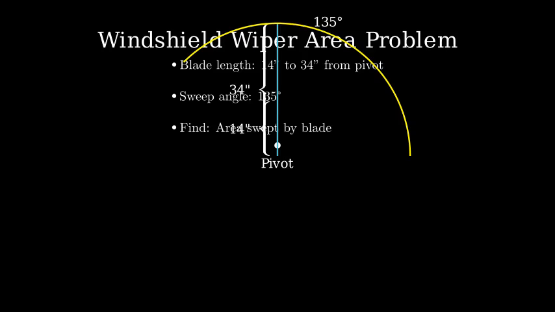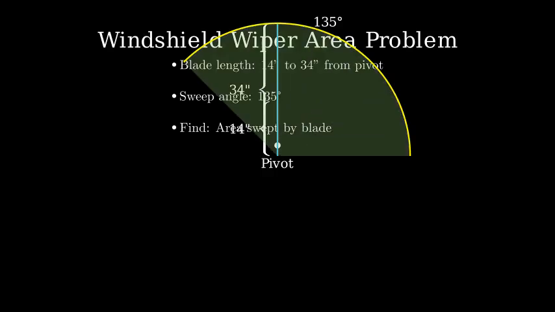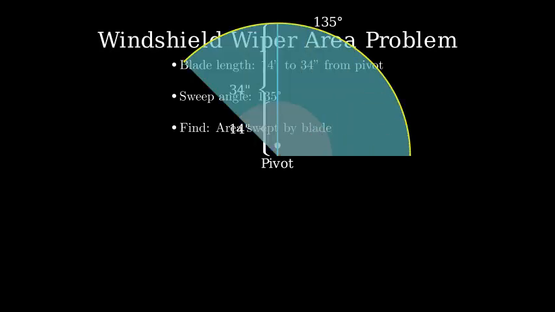To find the total area swept, we need to understand that we're dealing with the difference between two sectors. The outer sector is formed by the 34-inch radius, and the inner sector is formed by the 14-inch radius. The area we want is the difference between these two sectors.